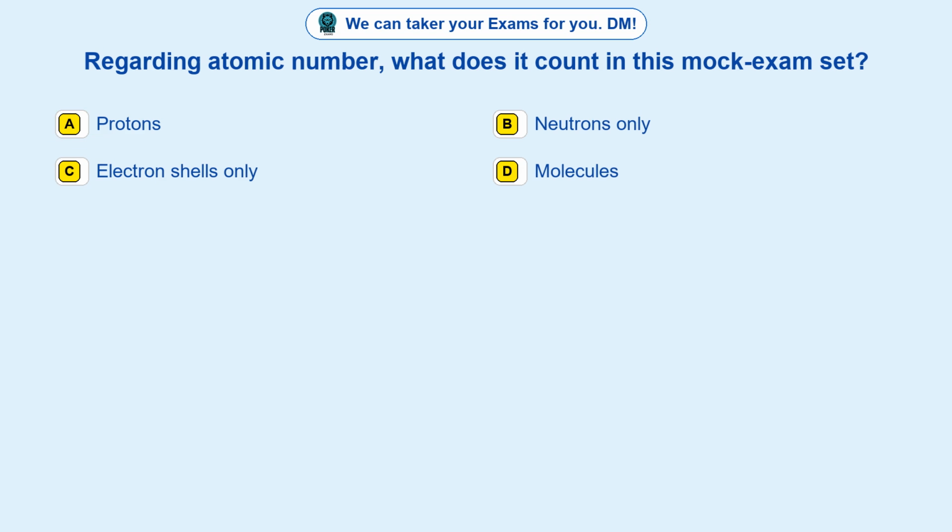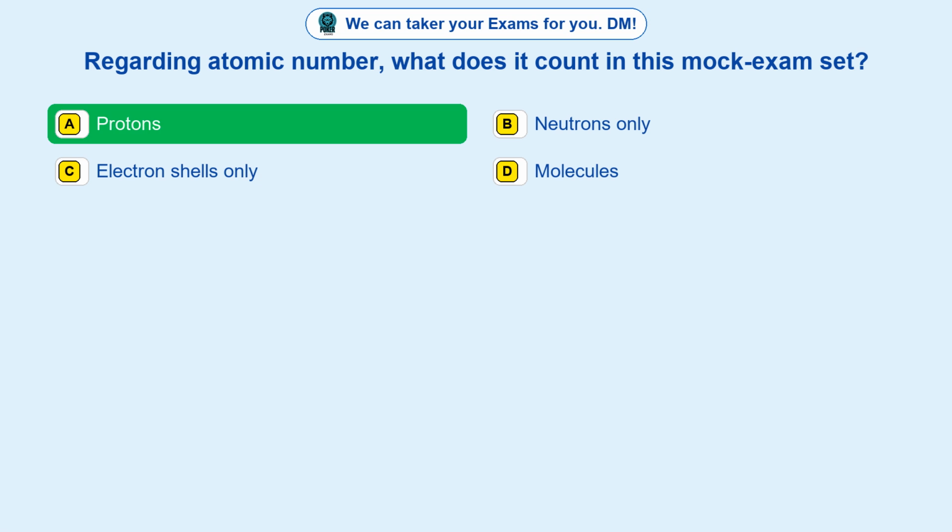Question 31. Regarding atomic number, what does it count in this mock exam set? Option A, protons. Option B, neutrons only. Option C, electron shells only. Option D, molecules. The correct answer is option A.